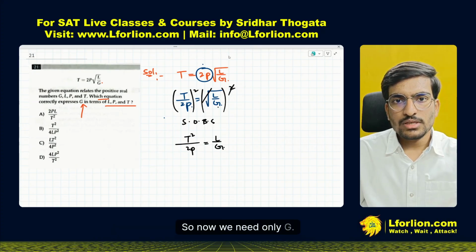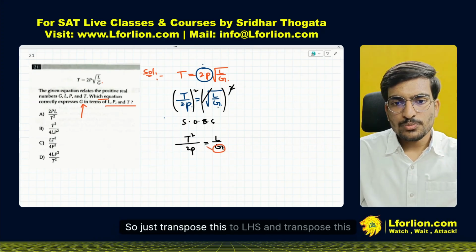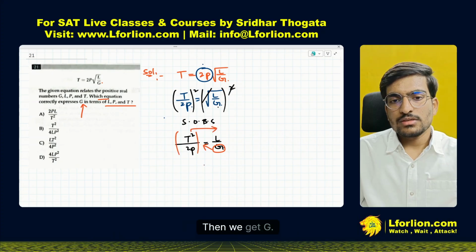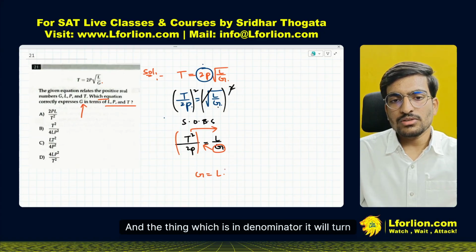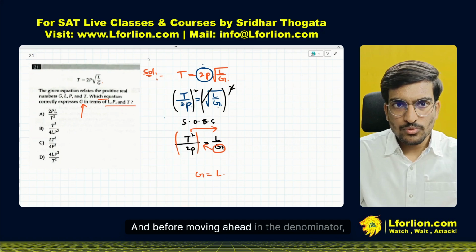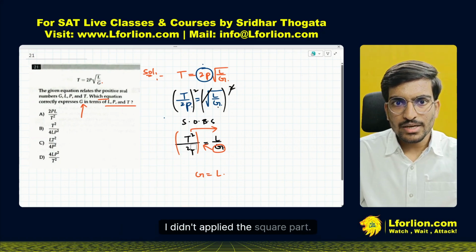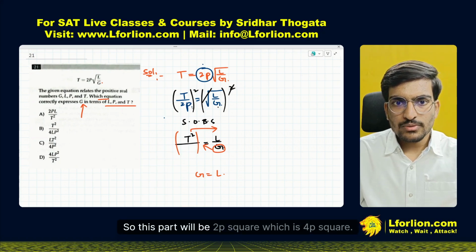So now we need only G. So just transpose this to the LHS and transpose this complete part to the RHS. Then we get G. So G equals L, numerator as it is. This complete part which is in the numerator will become the denominator, and the thing which is in the denominator will turn into the numerator. And before moving ahead, in the denominator I didn't apply the square part. So this part will be 2P square, which is 4P square.